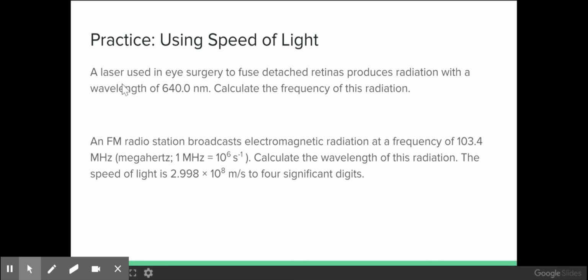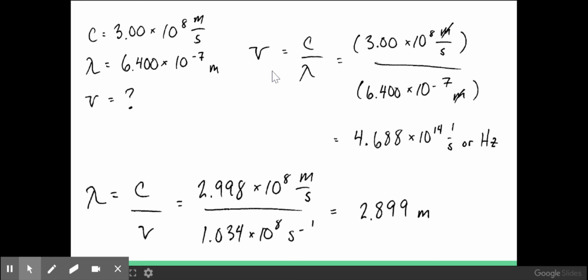For the first problem, we're given the wavelength in nanometers. So therefore, we want to make sure that we're working with that wavelength in meters. So the first thing that I did was I converted it straight into meters. The speed of light never changes, so we always have access to that. And then the frequency is what we're solving for.